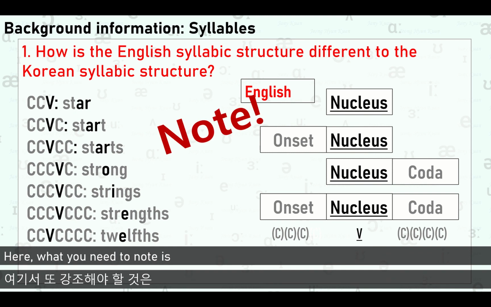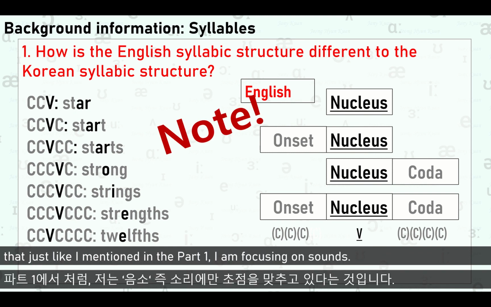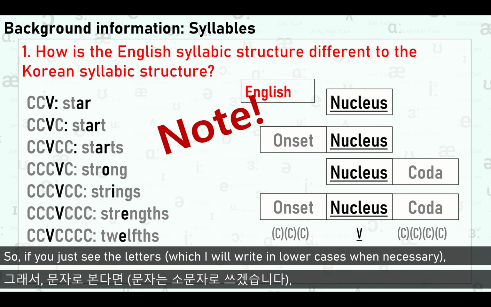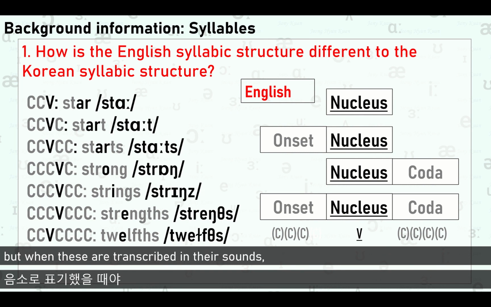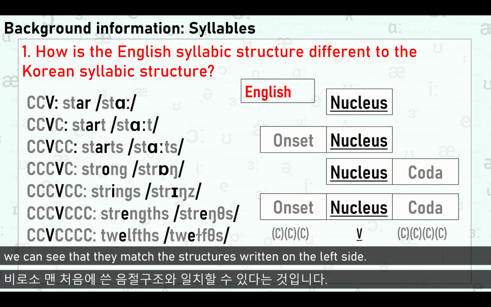Here, what you need to note is that just like I mentioned in part 1, I'm focusing on sounds. So, if you just see the letters, which I will write in lower case when necessary, it looks like this. But when these are transcribed in their sounds, we can see that they match the structures written on the left side.